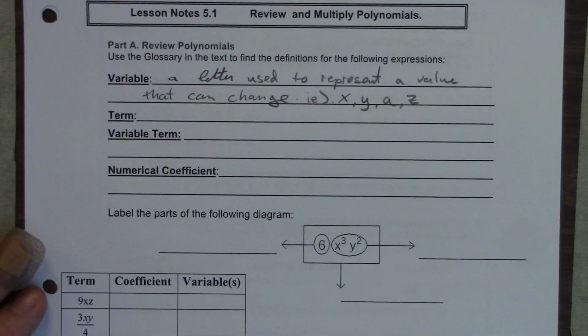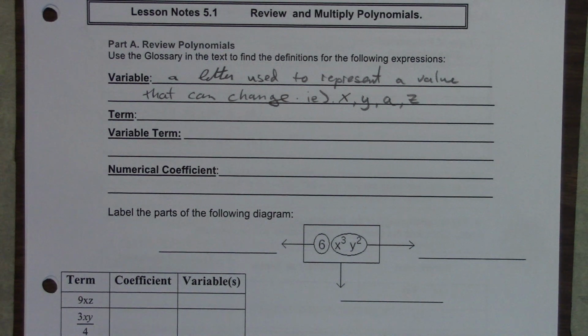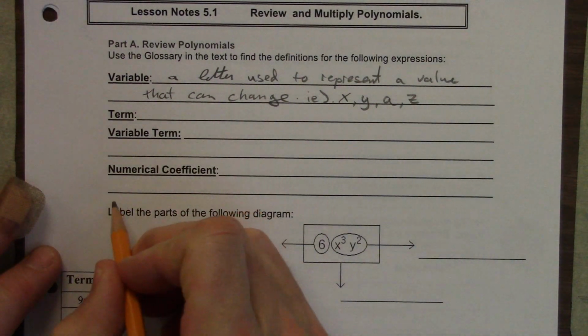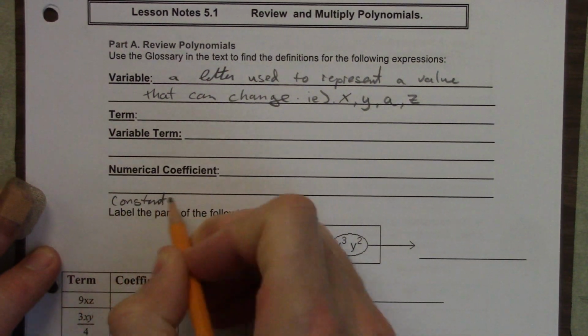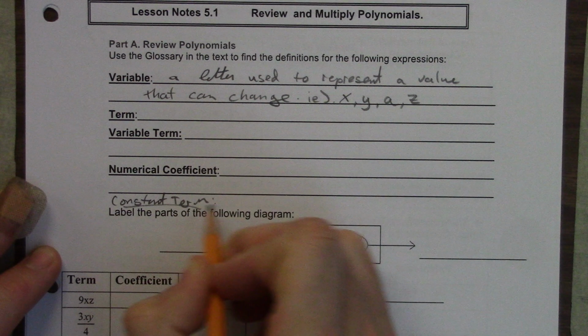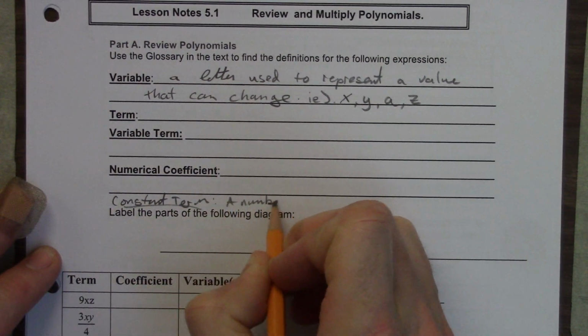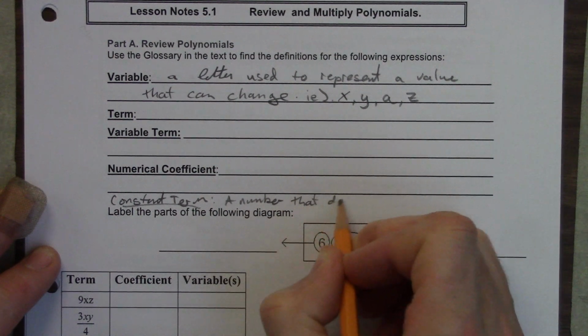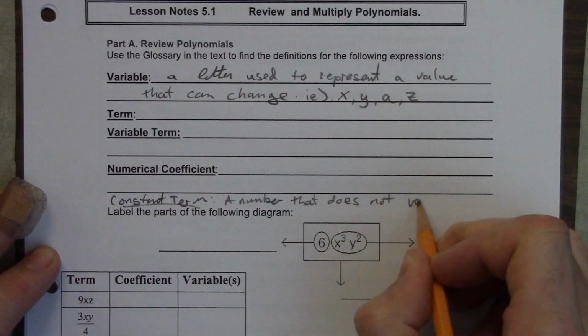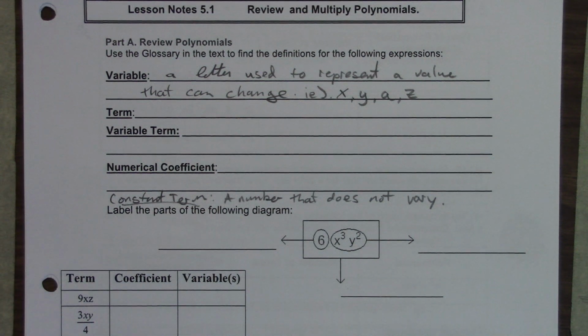All right, a term. Hopefully people can remember this from yesterday. What is a term? Nobody? Nope, you're close. I think I know what you're thinking with that. You're thinking of a constant term, right? Maybe we can define that as well. It's not here, but we'll put it down here. Constant term. Okay, and RC told us this is a number that does not, we'll say vary because of that word variable, right? So that's our constant term.